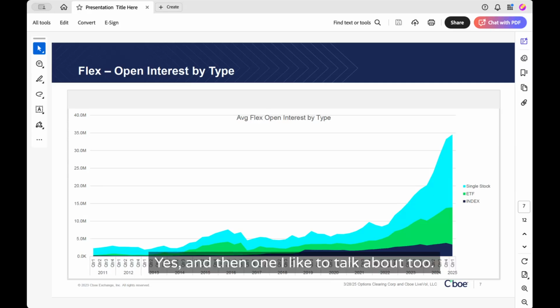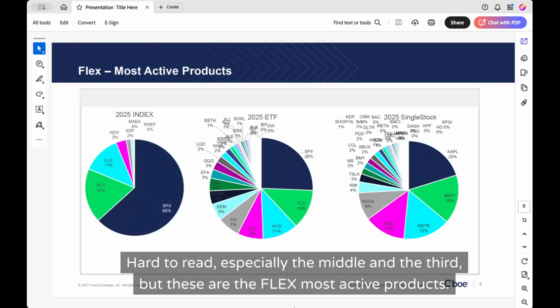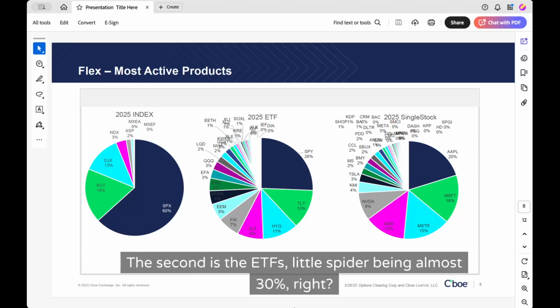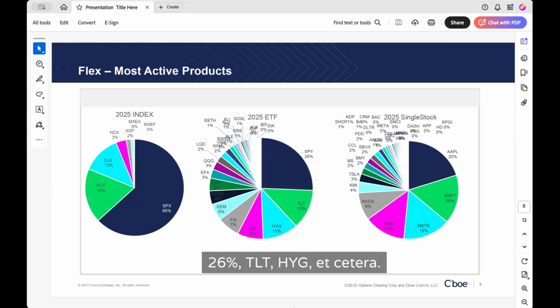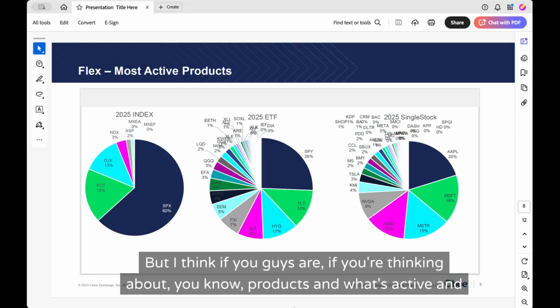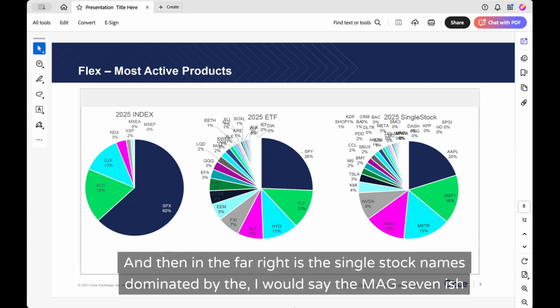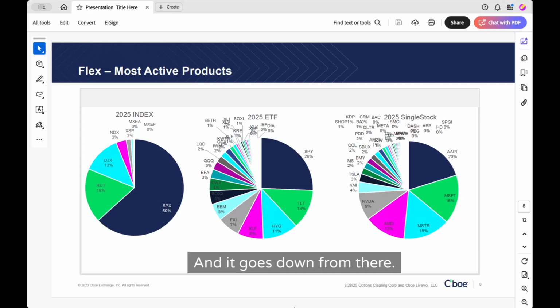I mean, yes, and then one I like to talk about too. This you might find interesting. Hard to read, especially the middle and the third. But these are the Flex most active products, right? The SPX for Flex is about 60%, 2/3 of all the Flex that's done on indices, and it goes down accordingly. The second is the ETFs, Spider being almost 30%, 26%, TLT, HYG, etc. Then it just goes down from there. But I think if you're thinking about products and what's active and liquidity, this is a good barometer. You can see where there's activity. And then on the far right is the single stock names, dominated by I would say the Mag 7-ish names, and it goes down from there.